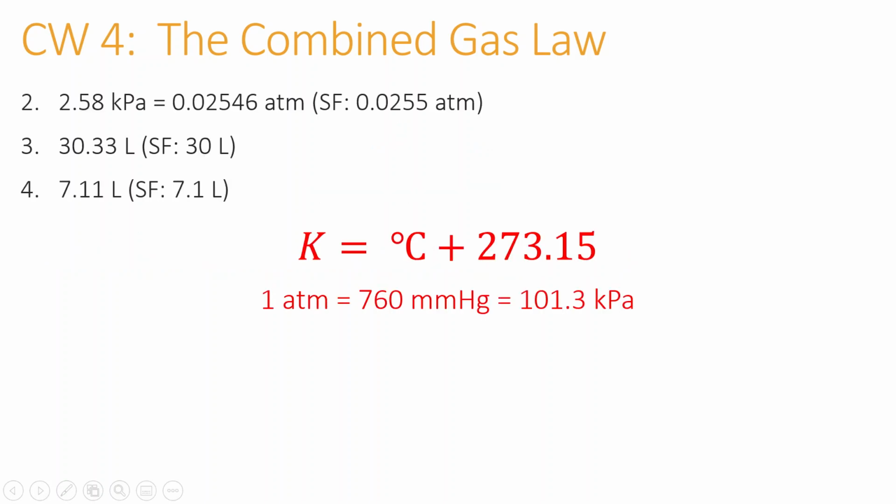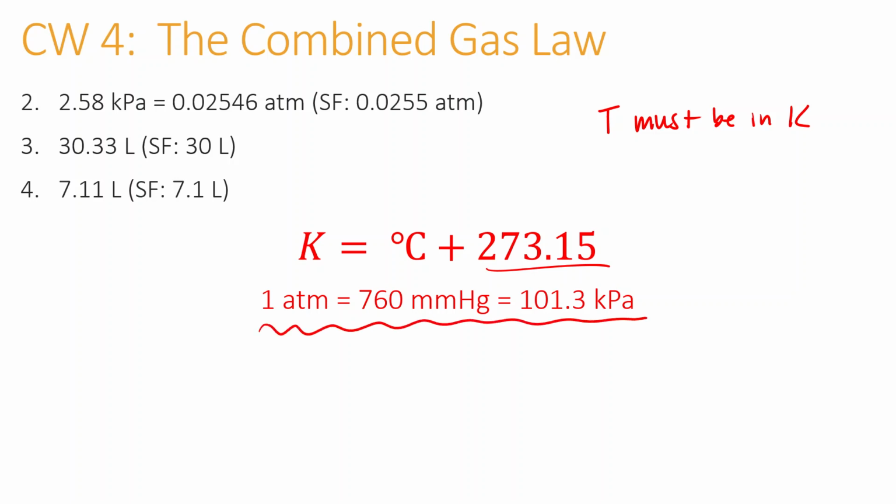For questions 2, 3, and 4, here are the correct answers, along with the answer with correct sig figs. So a couple of things that you need to know. Temperature must be in Kelvin. So if you have Celsius and you want to convert that into Kelvin, you do that by adding 273.15. And then, of course, we have our dimensional analysis conversion factors to convert between different units of pressure.